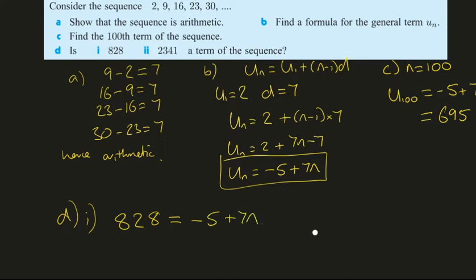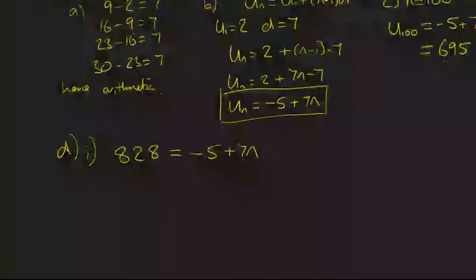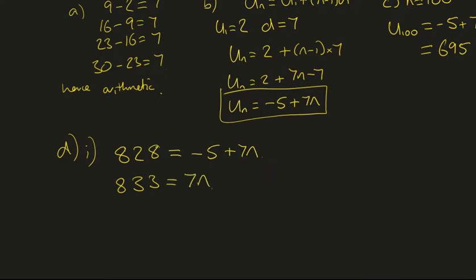Right, okay, so if we know that, let's just start solving this equation. We'll add 5 to both sides. 833 is equal to 7n. And if we divide through by 7, we're going to have that n is 119. So yes, this is a number in the list. It is the 119th term in the list. Okay, so we've proved that it is.